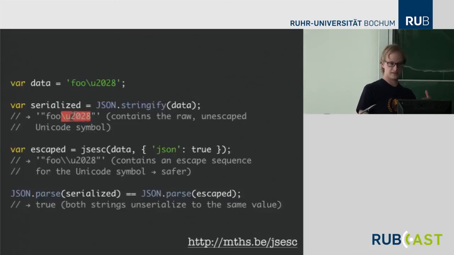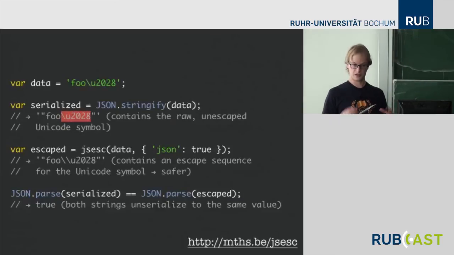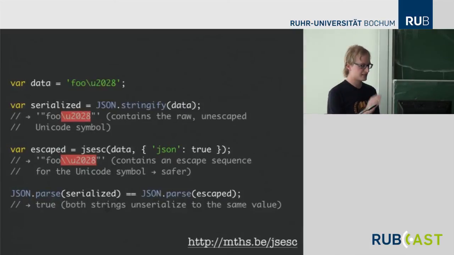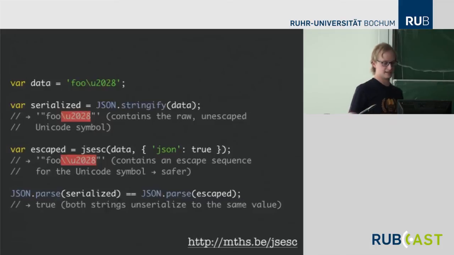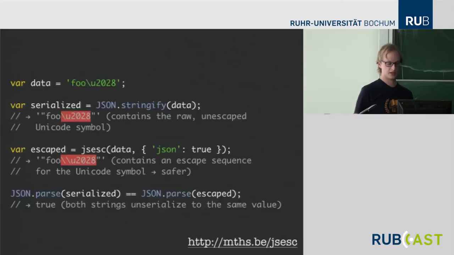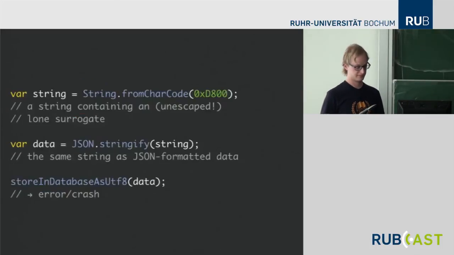JSON.stringify is a standardized native method that stringifies your data, or serializes your data as JSON. But as you can see, it doesn't really escape any characters unless it's absolutely necessary. So in this case, the resulting data would contain the raw, unescaped Unicode symbol. But if you use JSESC instead, the only difference is a single backslash, which means that it now contains an escape sequence for this character. So both strings are exactly equivalent after parsing them, after deserializing them, but one is much safer than the other.